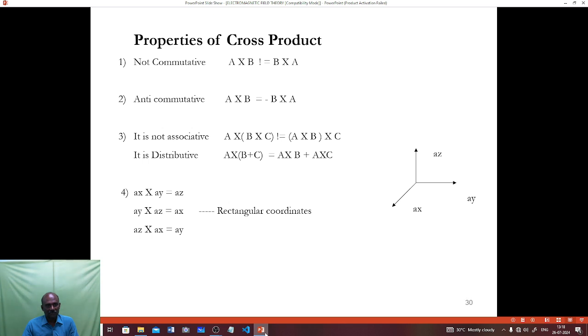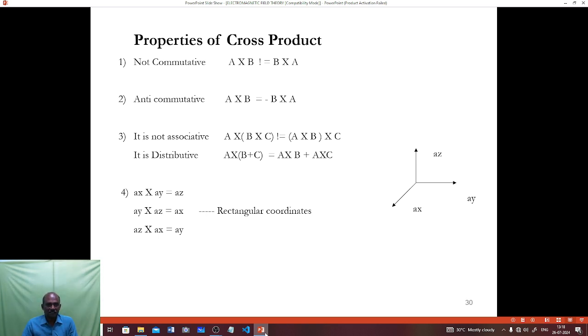So, properties of cross products. It is not commutative, unlike the dot product, where A dot B equals B dot A. But in the case of cross products, A cross B is not equal to B cross A, because A cross B is opposite to B cross A. You can say it is anti-commutative: A cross B is equal to minus of B cross A.